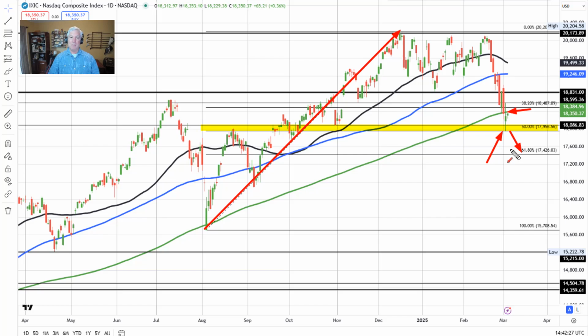So there you have it. A look at both the daily charts for the S&P and the Nasdaq index. The S&P trying to hold support against the 200-day moving average. The Nasdaq index trying to hold resistance against that moving average. We'll see which bias wins out.